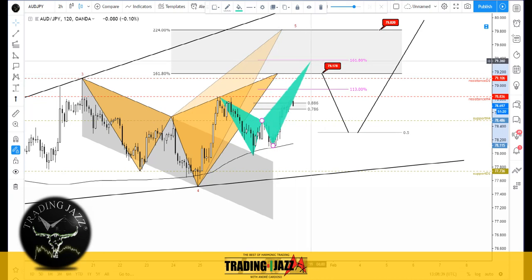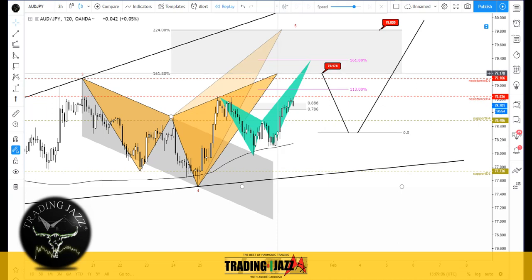We have also this level. We have also the 161.8 extension, considering a major structure, the 161 and the 224 extensions, two levels to search for price reactions there. So we need price conditions there. So if the market starts to offer us some conditions pointing down, it can give sequence to this shark pattern at 161.8 extension from there, but we need to observe the market conditions once there.